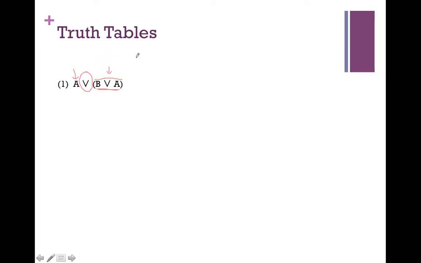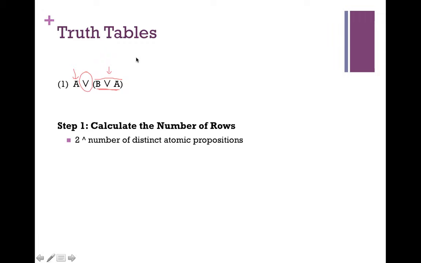Now you are also asked to construct a truth table for this. In order to construct a truth table, you need to follow three steps. The first step is to calculate the number of rows you need. For this, you plug into the equation 2 raised to the power of the number of distinct atomic propositions. We have 2, A and B. So we raise 2 to the power of 2, and we have 4 total rows.